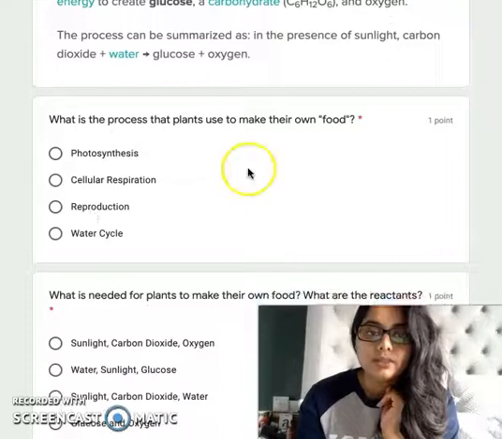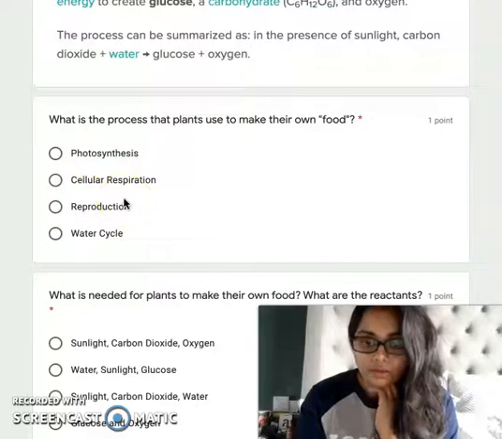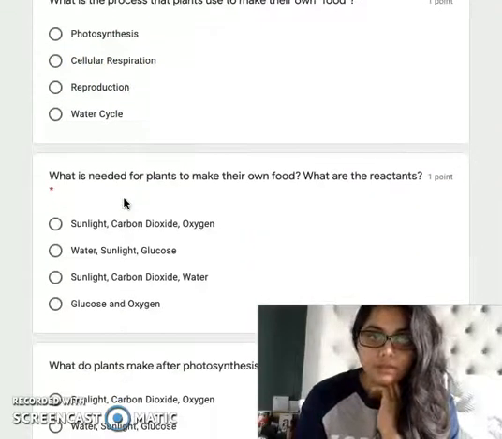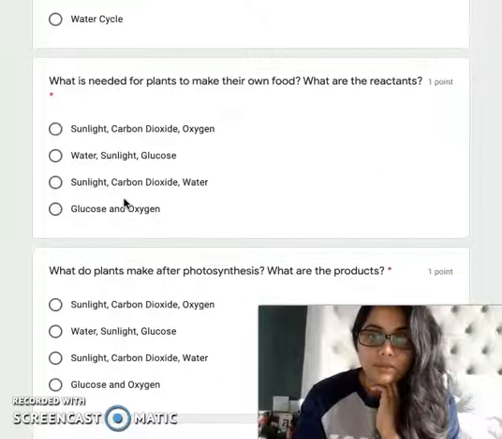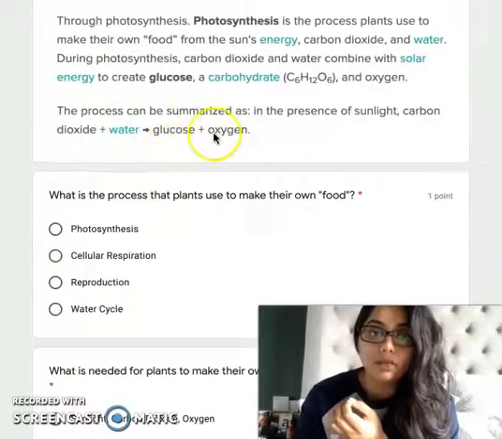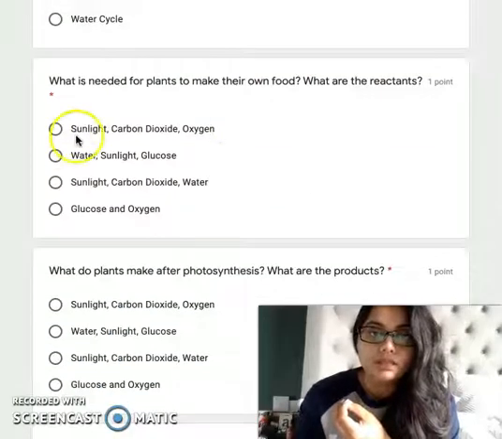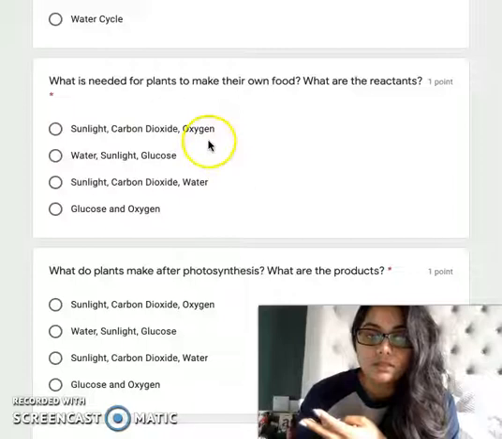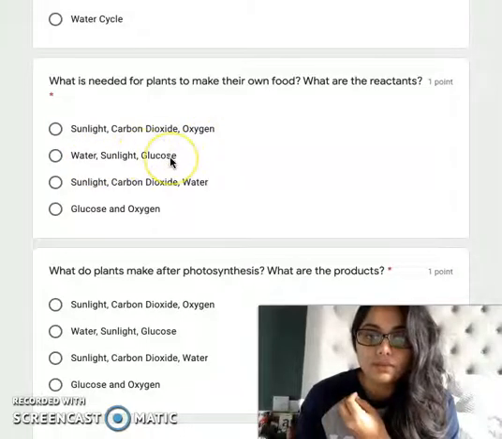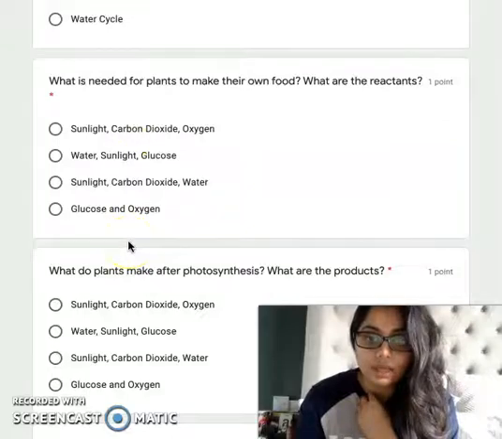What is the process that plants use to make their own food? Is it photosynthesis, cellular respiration, reproduction, or the water cycle? That one should be super easy. What is needed for plants to make their own food? So again, what are the reactants? Go back over here, right? What do you need for plants to make their own food? Is it sunlight, carbon dioxide, and oxygen? Is it water, sunlight, glucose? Is it sunlight, carbon dioxide, water? Or is it glucose and oxygen?